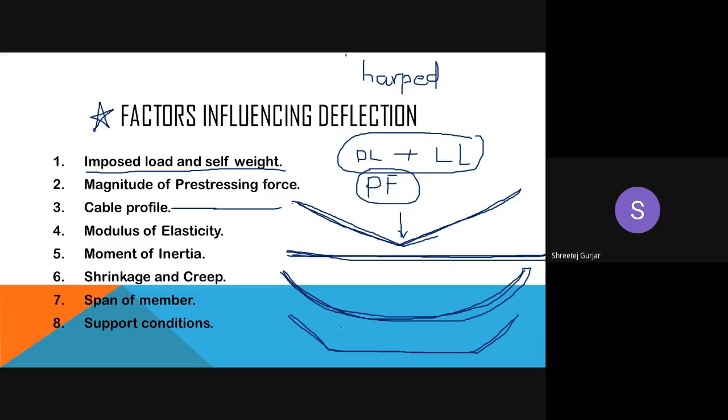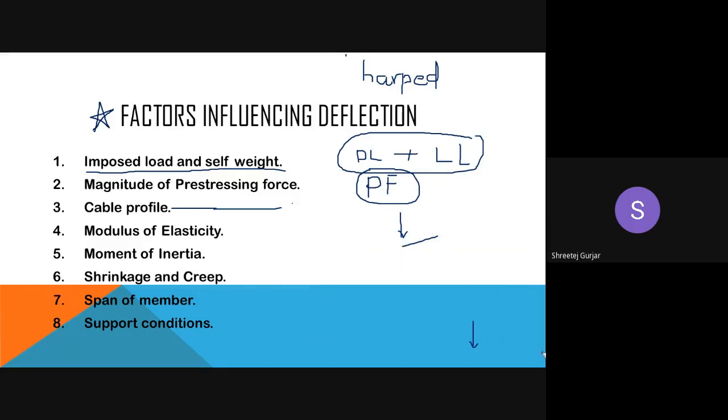Okay. And then this is bent at 2 points. Here it is bent and here also it is bent. So it is double harped. Okay, single and double. And this is a straight cable, and then this is a parabolic cable. So depending upon your cable profile, your deflection will vary. This is one major factor which decides the amount of deflection that is caused.